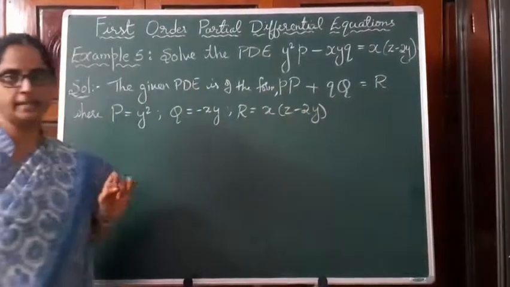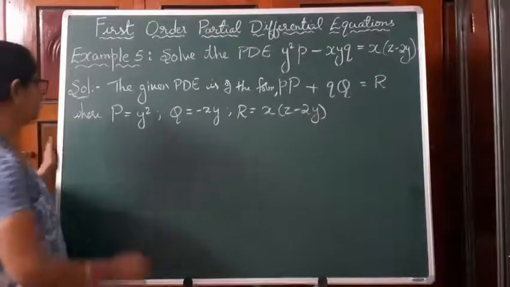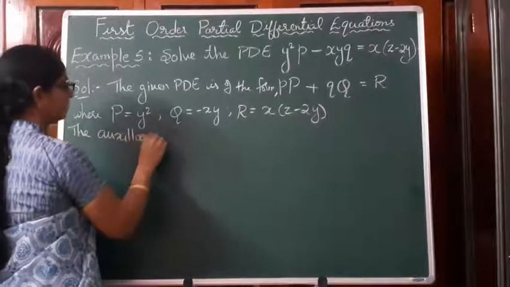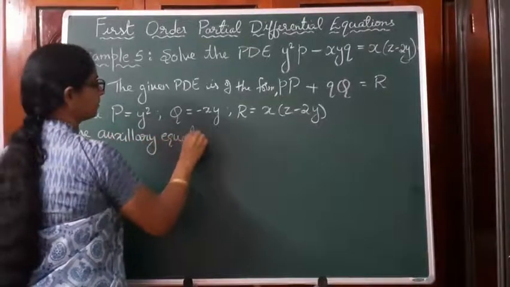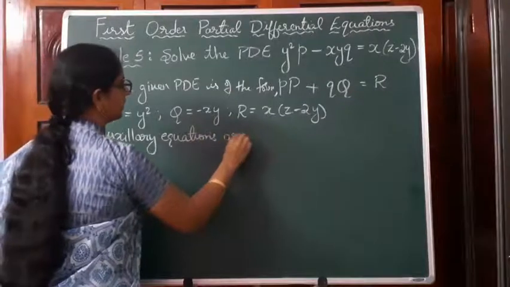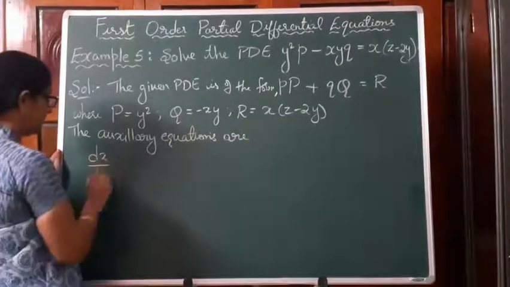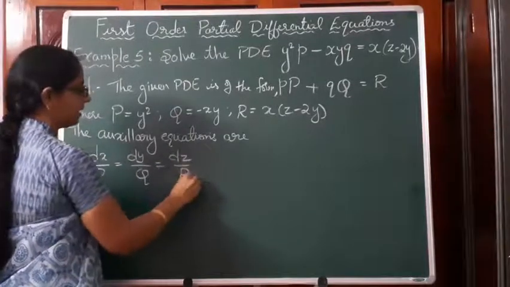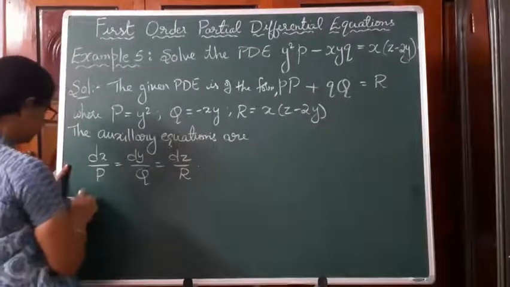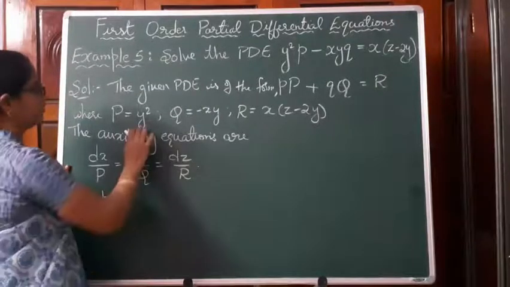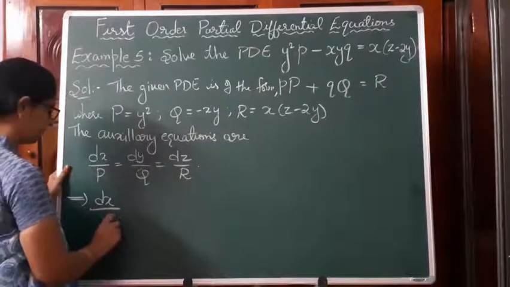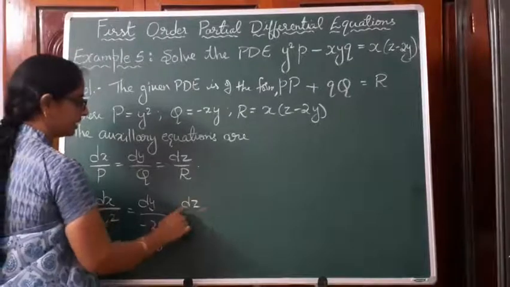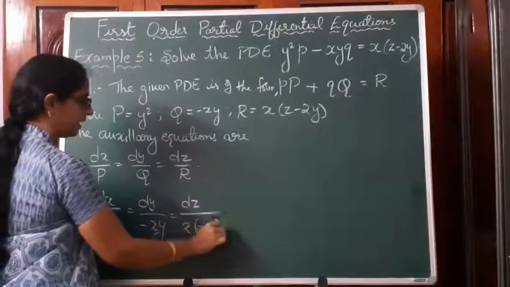So first let us write the subsidiary equations or auxiliary equations for this. The auxiliary equations are dx by P is equal to dy by Q is equal to dz by R. So if we substitute the values of P, Q and R here, we get dx by y square is equal to dy by minus xy is equal to dz by x into z minus 2y.